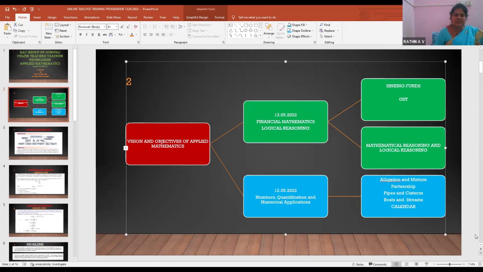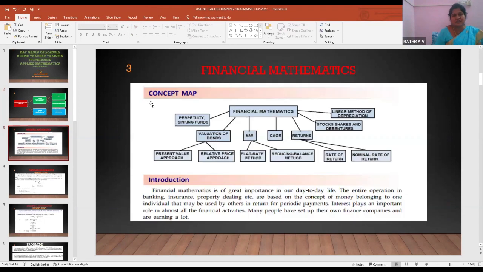In financial mathematics, it's a very big chapter. The total weightage for this chapter in class 12 is 15 marks. So this one we cannot say that we can finish within a day, it's not possible. You have very big units, 7 separate topics are there. This is the financial mathematics class 12 syllabus.